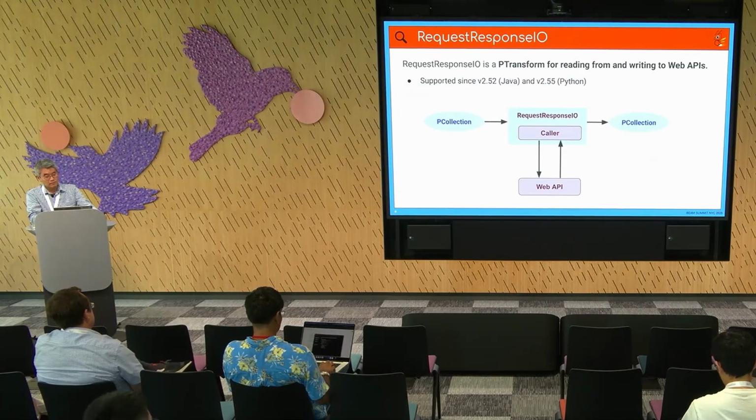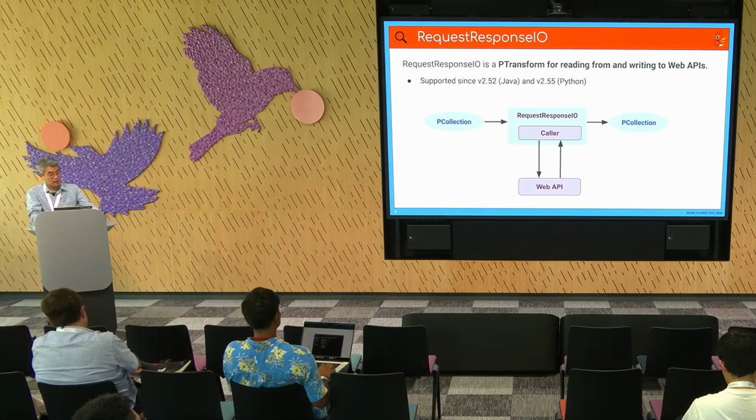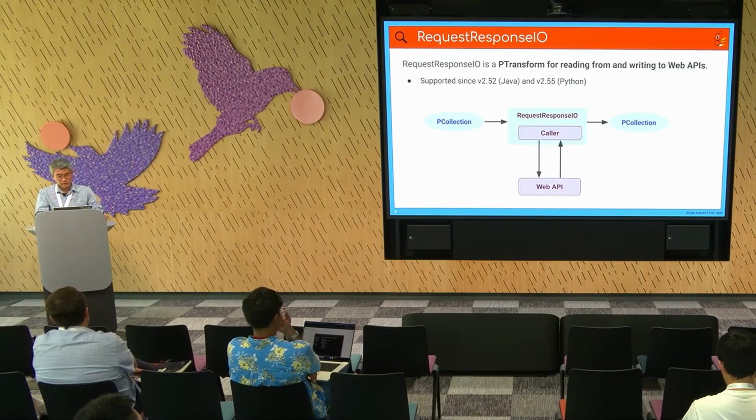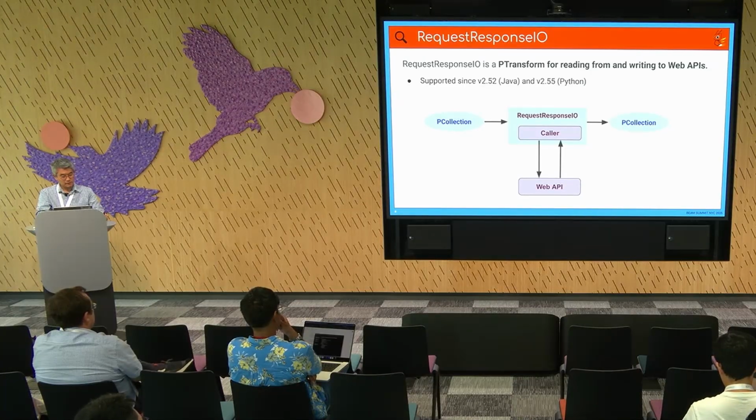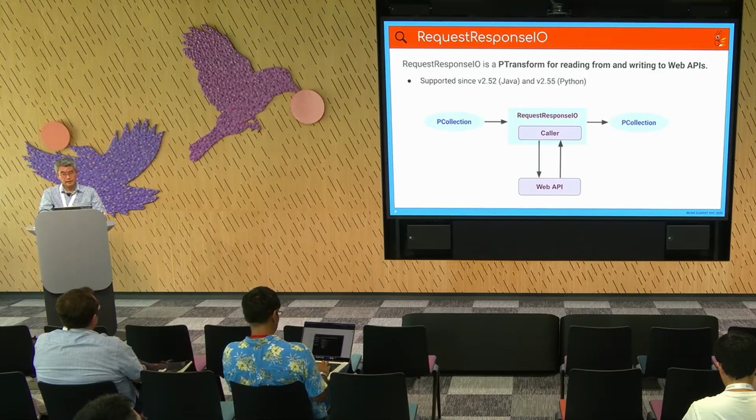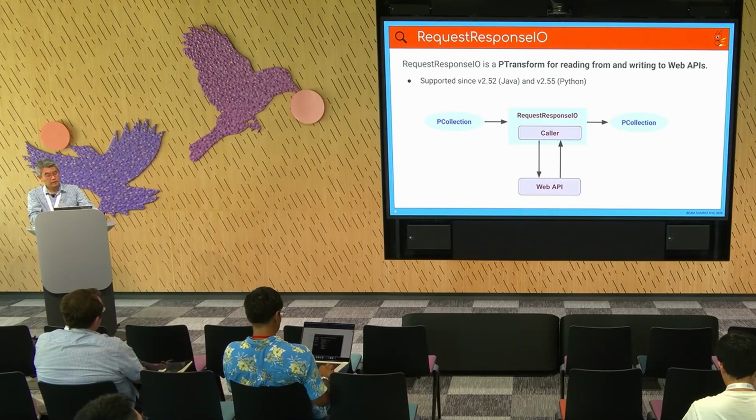So next, RequestResponseIO, created originally for easy access to web APIs. RequestResponseIO was added to Beam since Beam 2.52 for Java and 2.55 for Python. So actually, it's newer than RunInference, which I will talk about next. It's a PTransform specifically designed for reading from and writing to web APIs.